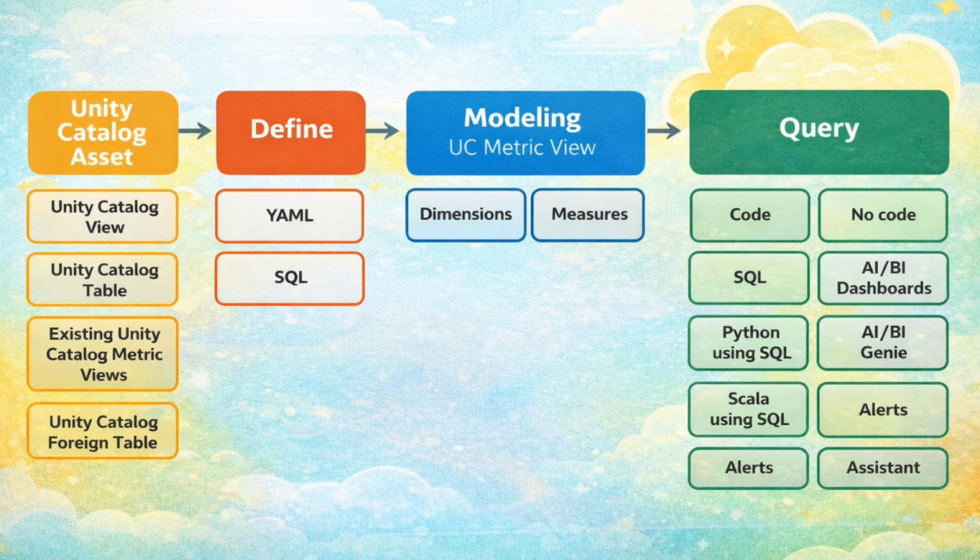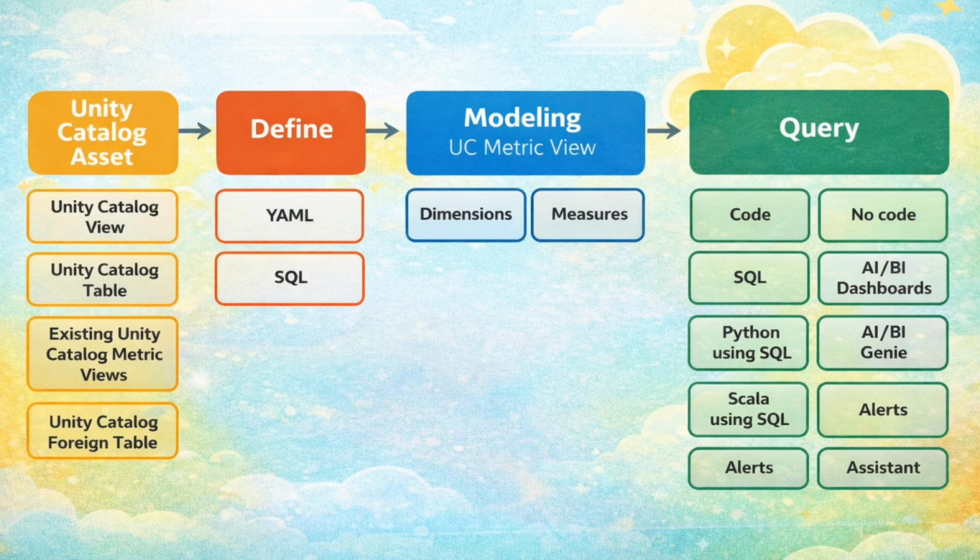Once the metric view is created, it can be queried and consumed in multiple ways. Code-based access. Developers and data engineers can access metric views using SQL, Python using SQL, Scala using SQL. Alerts. No-code access. Business users can consume the same metrics through AI/BI dashboards, AI/BI Genie, Alerts, Assistant. This enables both technical and non-technical users to work from the same trusted business definitions.